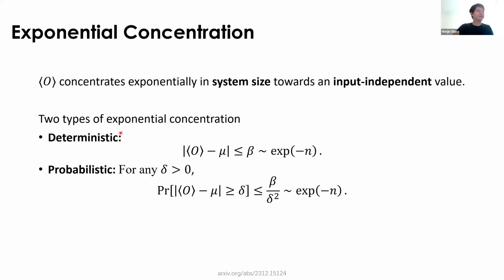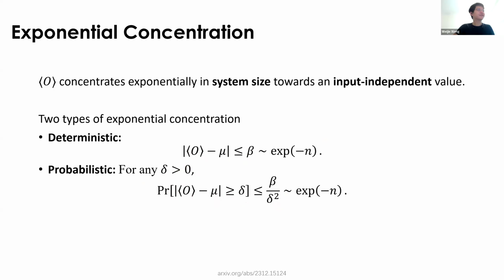So we distinguish two types of exponential concentration. The first one is deterministic. Basically, the distance between your measurement outcome and this fixed point. Remember that this O, we consider it as a function of input. So this distance is exponentially small in system size. The second one is probabilistic. Let's say for any positive deviation of the observable from this input independent fixed point, the probability that this is larger than this value is exponentially small.